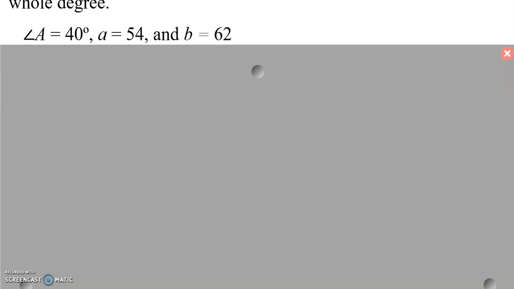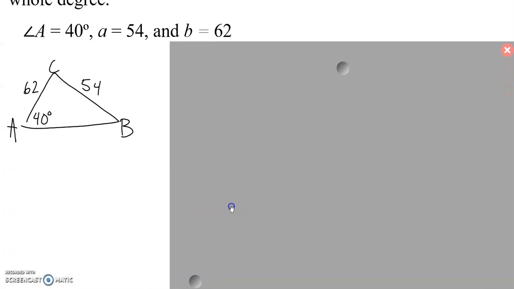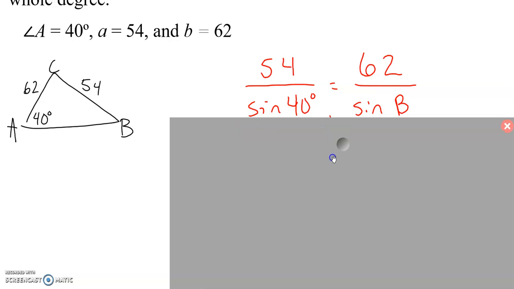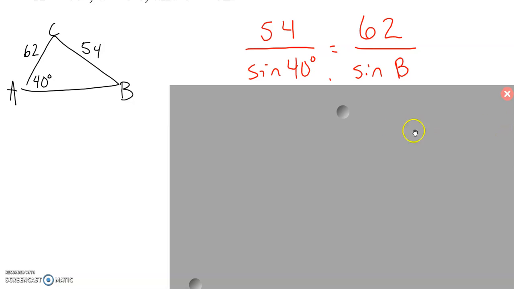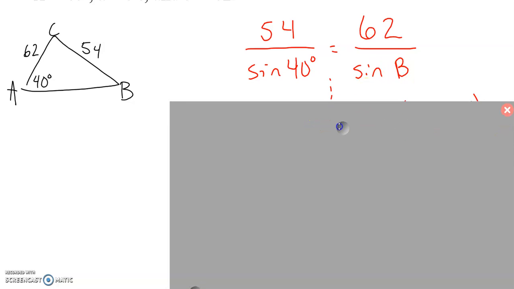First thing I'm going to do is sketch a picture of what I know. I'm going to label triangle ABC, label angle A, side length a, and side length b. Then, since this is a side-side-angle triangle, I'm going to set up the law of sines: this side length over the sine of this angle equals this side length over the sine of this angle, which gives me that. I then solve for angle B.